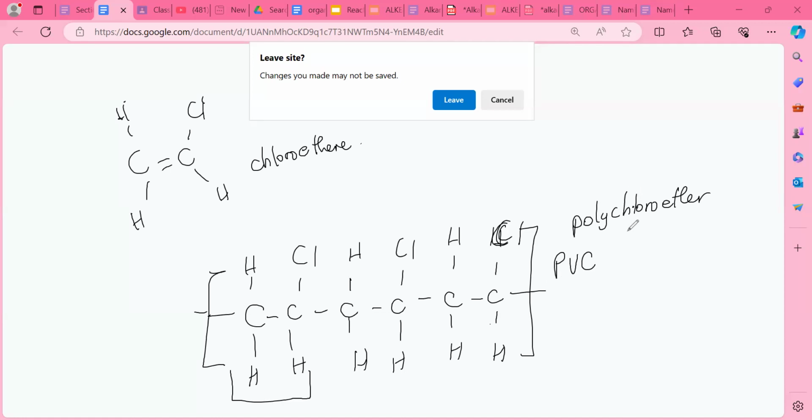PVC is used to make pipes, gutters. What else do we use PVC to make? Plastic windows and insulation for electrical wires and cables. Okay, so those are some uses. You need to commit the uses of each polymer to your head.